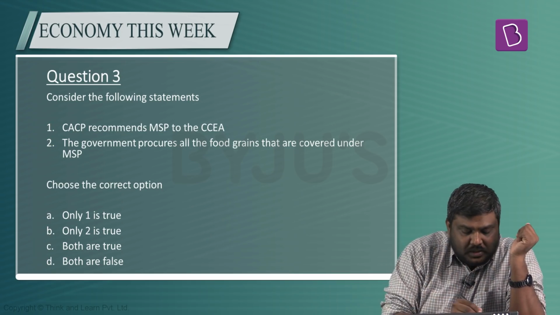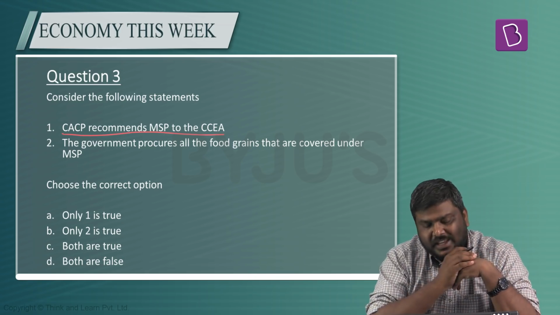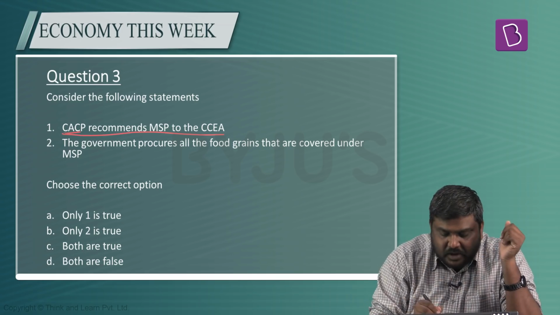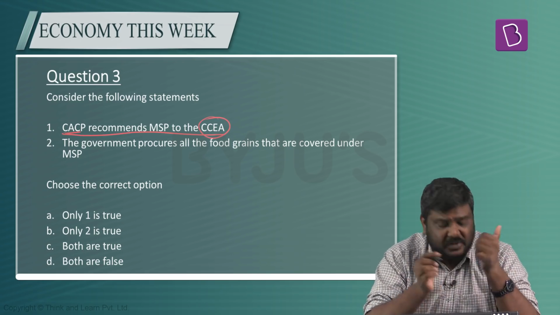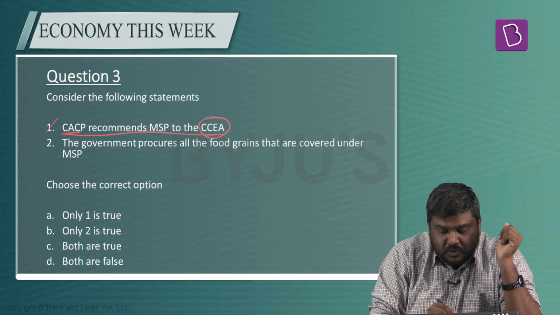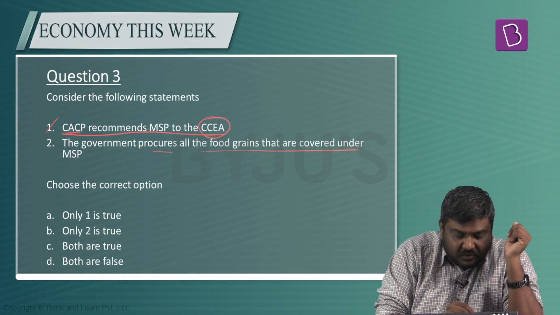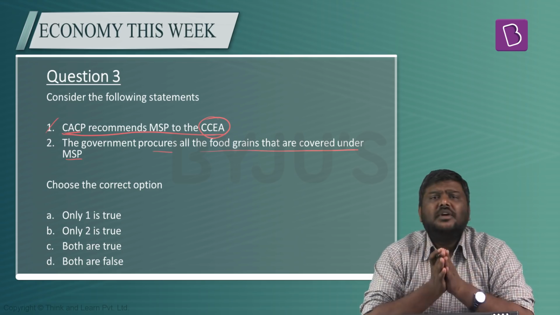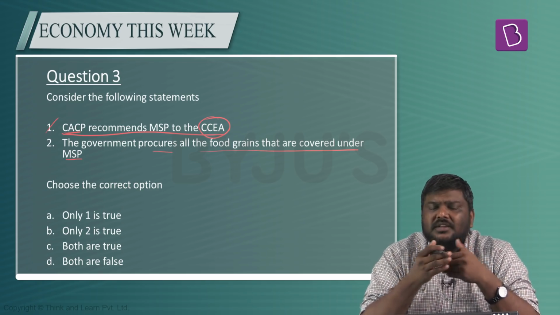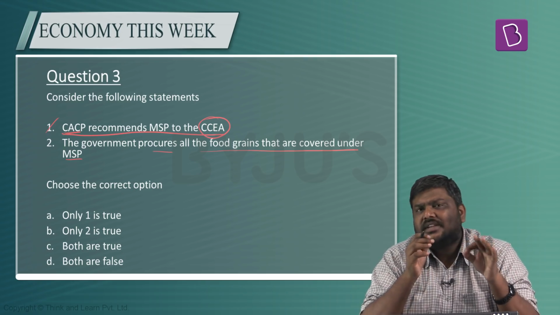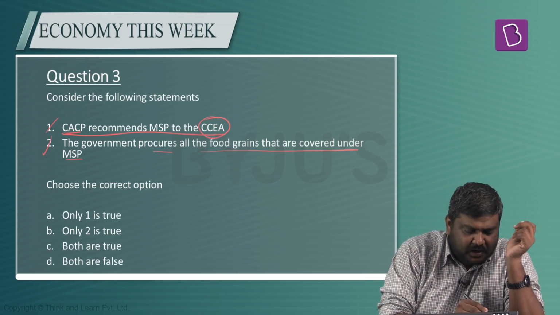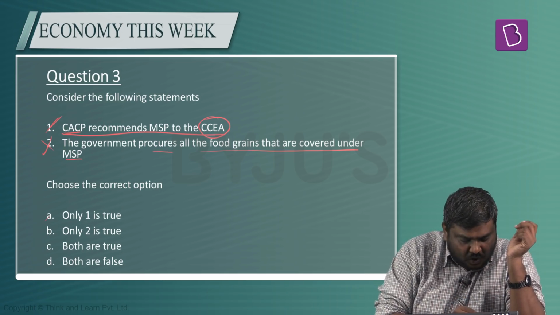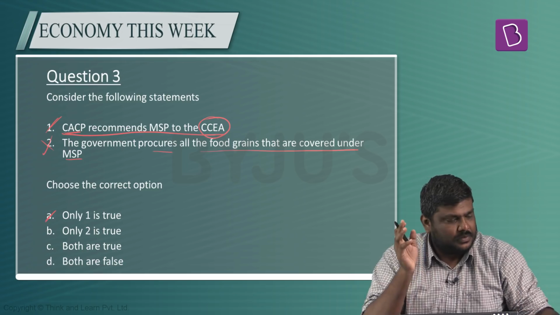Third question, CACP recommends MSP to CCEA. We have already seen this. Commission for Agriculture Costs and Prices will recommend MSP to the Cabinet Committee on Economic Affairs. Correct. The government procures all the food grains that are covered under the MSP. Already we have mentioned this. The Government of India, though it announces MSP for 23 agriculture commodities, procures majorly rice and wheat. So second statement is wrong. So first is correct, second one is wrong. So option A, only 1 is true.